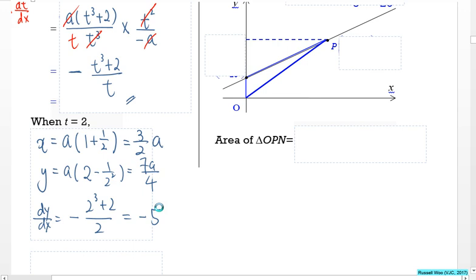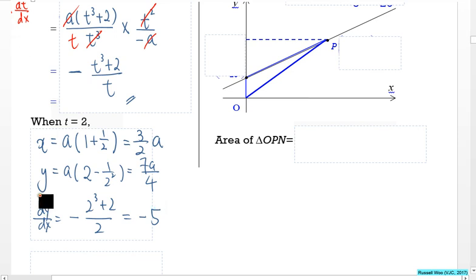Now, warning. Then you're very happy, right? Very happy you actually got a dy/dx. Is this dy/dx, minus 5, the gradient of the normal? Because you want the equation of the normal. Is this the gradient of the normal? No. Then what is it? It's the gradient of the tangent, right? Warning, this is the gradient of the tangent.